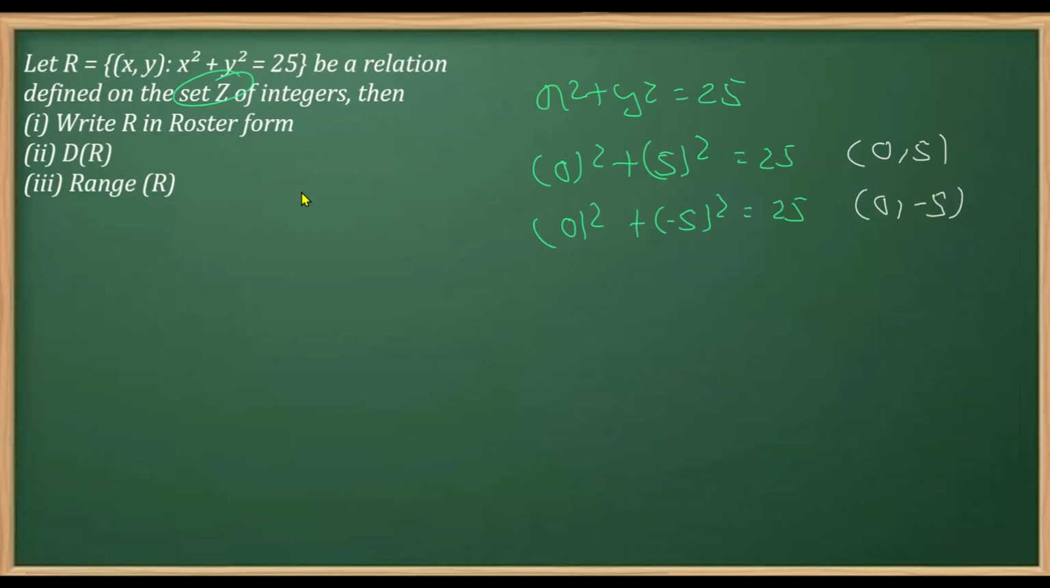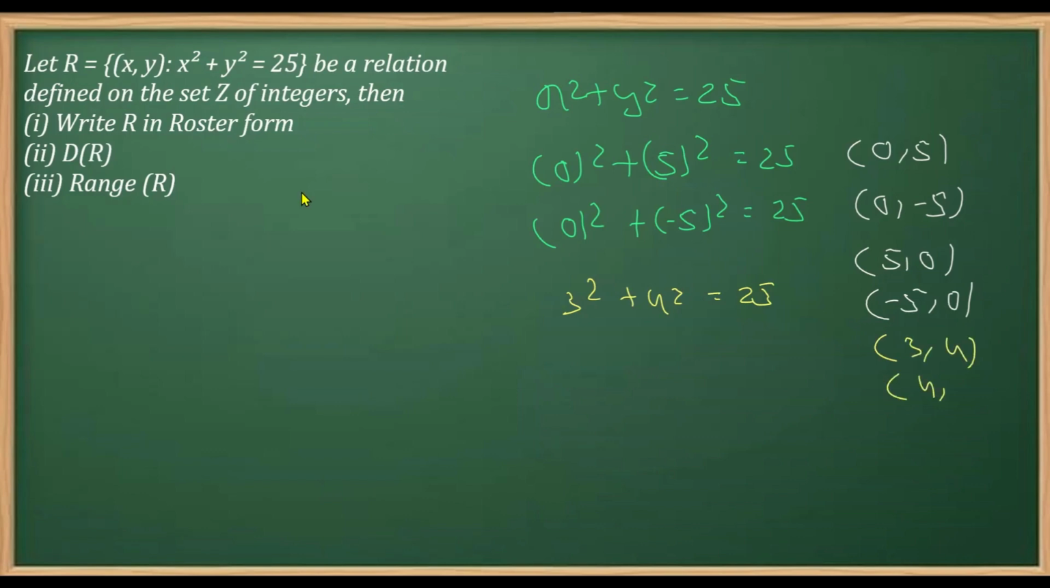And in fact, we can shuffle the order and still it remains the same, but the ordered pair is different. So 5, 0 and minus 5, 0. Now we'll check for other such numbers. If you remember the Pythagorean triplet, that is 3 square plus 4 square is what? 5 square, that is 25. So I'll say that 3, 4 and 4, 3 are such ordered pairs.